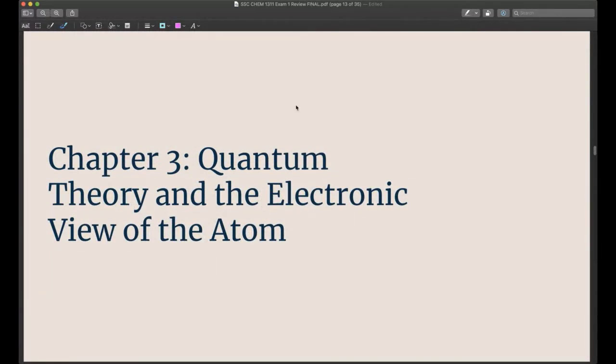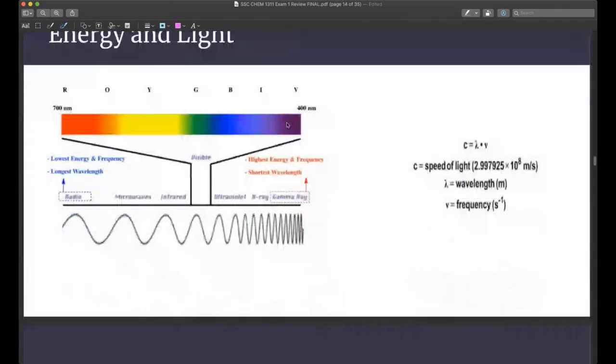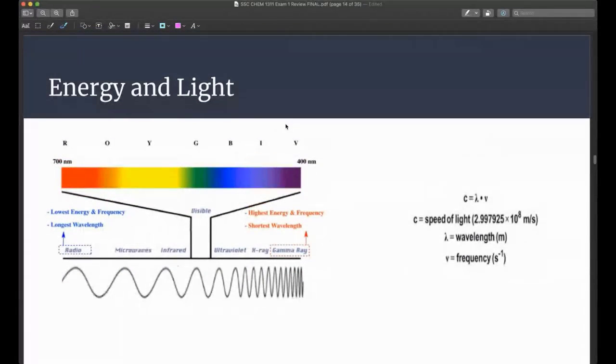Now we're going to talk about the quantum theory and the electronic view of the atom. This chapter opens up with the relationship between energy and light. If you remember the colors of the rainbow, here are the different types of radiation. Something I wanted to point out is the inverse relationship between energy and frequency.